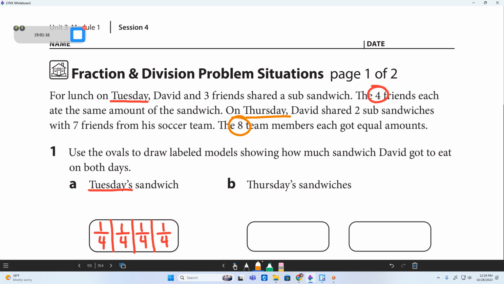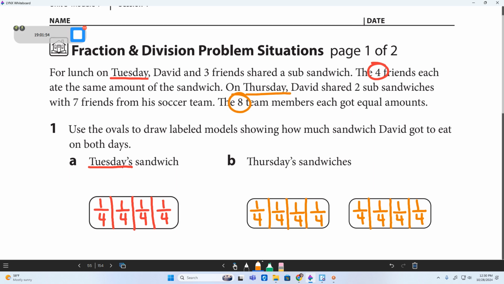So if I split these two sandwiches up evenly, each kid is still going to get a fourth of a sandwich. Not an eighth, because we're not splitting each sandwich into eighths. We're splitting each sandwich into four pieces. And the reason that it's the same amount of sandwich is because, yes, there's double the amount of kids, but we also have double the amount of sandwich. All right, let's go ahead and scroll down and take a look at that next question.